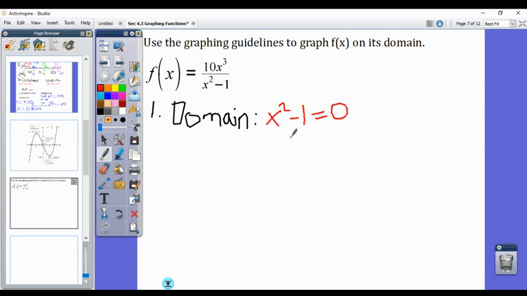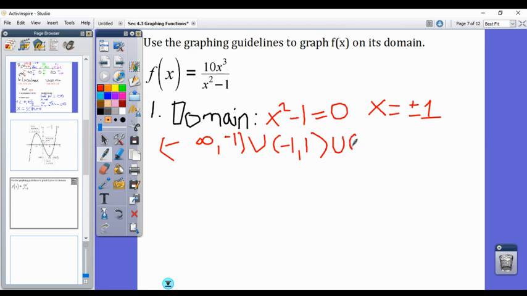And when I'm doing that, I'm going to end up with x equals plus or minus 1, which tells me that my domain cannot include plus or minus 1 because then it would have 0 in my denominator. So we could then write our domain as follows. We have negative infinity to -1, and -1 to 1, and 1 to infinity.